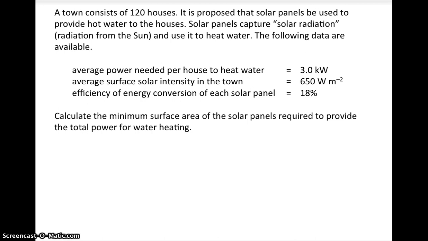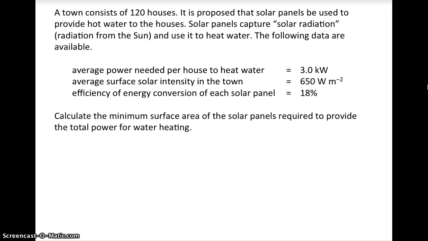The following data are available. We've got the average power needed per house to heat the water, we have the average surface solar intensity in the town, and we have the efficiency of the energy conversion within each panel. Now we have to calculate the minimum surface area of the solar panels required to provide the total power which would be needed to heat all of these houses' water.